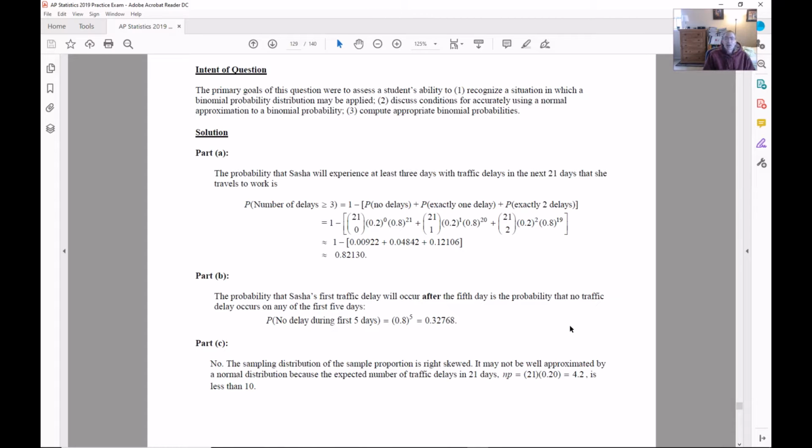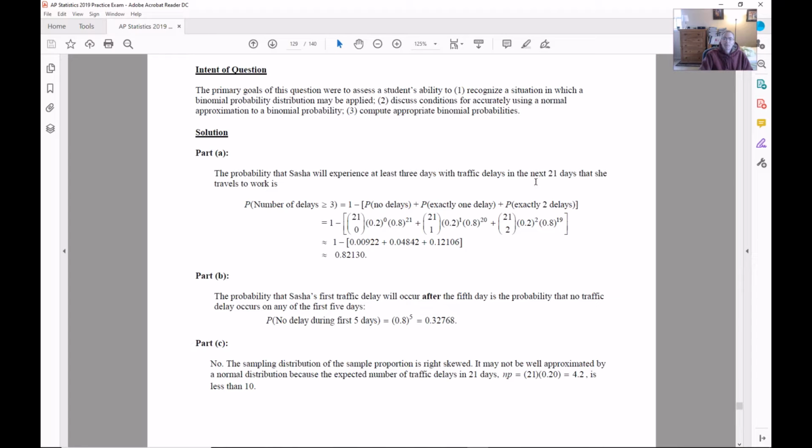2, discuss conditions for accurately using a normal approximation to a binomial probability and compute appropriate binomial probabilities. All right, well, we'll see about numbers 2 and 3, well, at least number 2. But definitely number 1 and number 3 here. But look how they did that part A.